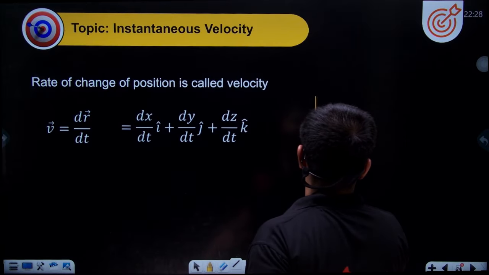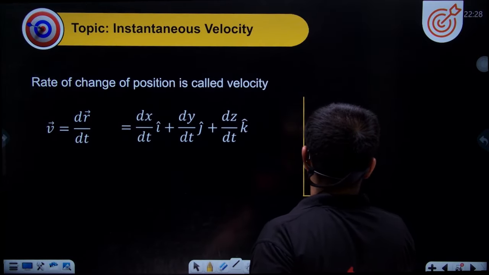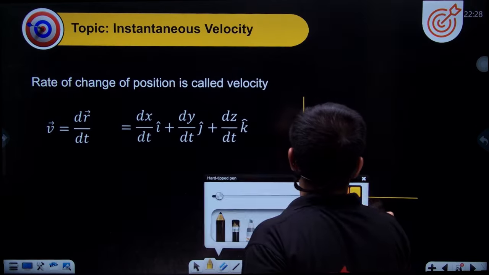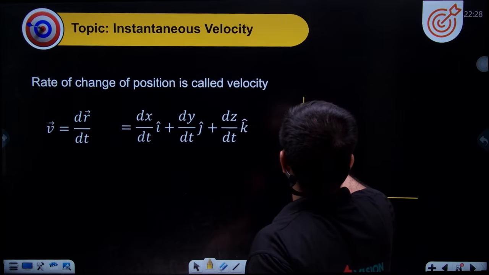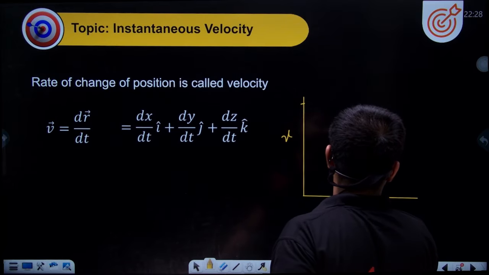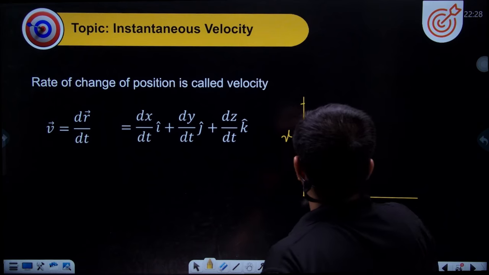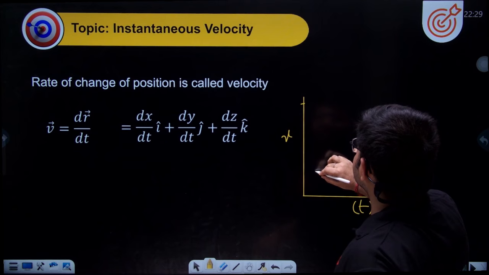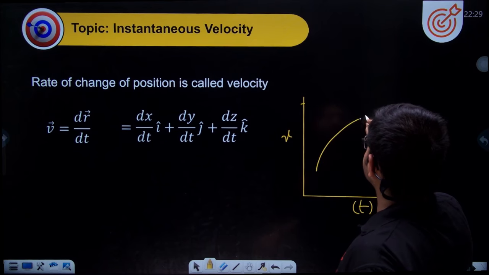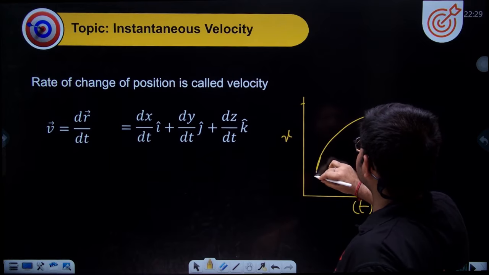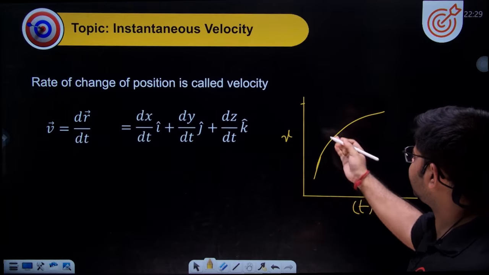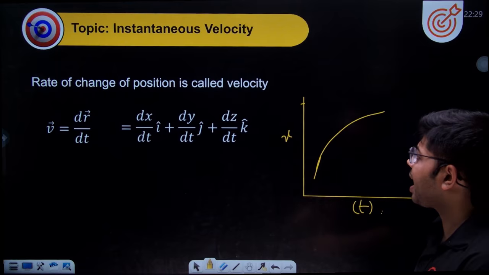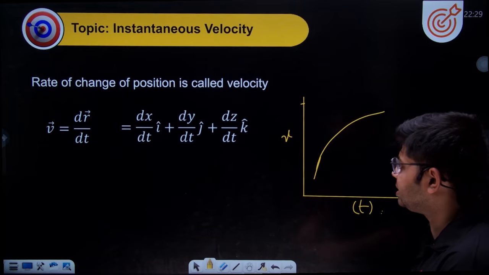Suppose this is my x, that is the position, and this is my time axis. Now my x versus t is changing. Suppose this is the graph, this is how it is changing. The position is changing with respect to time. Now at a particular instant I want to find out what the velocity is.